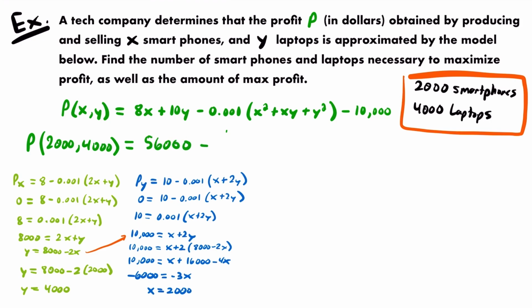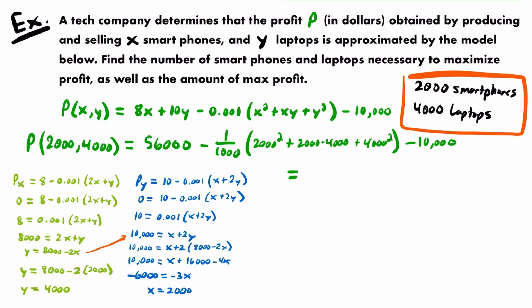Then we will subtract one thousandth, that's what 0.001 would be as a fraction, times x squared. So we have 2,000 squared plus x times y. So 2,000 times 4,000 plus 4,000 squared. And then we are subtracting 10,000. All right, now 2,000 squared is 4 million. 2,000 times 4,000 is 8 million. So we have 4 million plus 8 million, that's 12 million. And then 4,000 squared is 16 million. So 12 million plus 16 million is 28 million, but then we're dividing it by 1,000, which gives you 28,000.